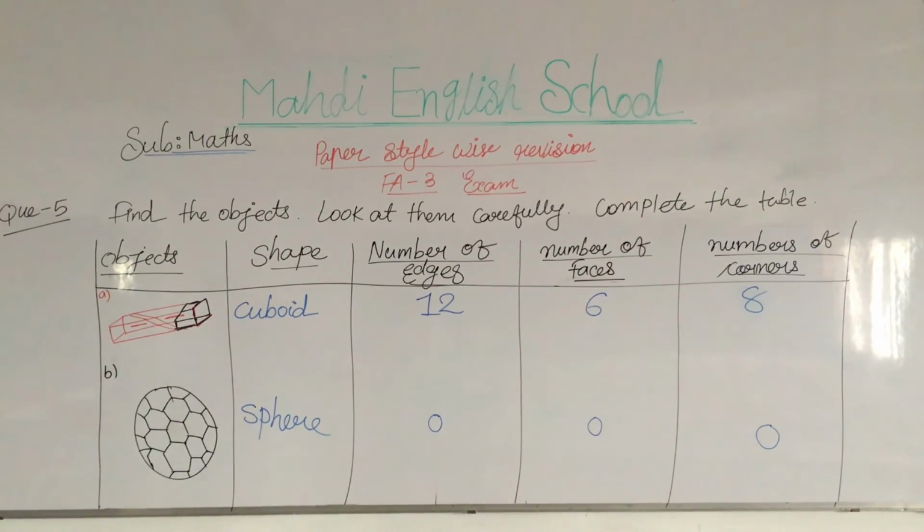Again and again I repeat, my dear students, the object is a pencil box, so the shape is cuboid. Number of edges is 12, number of faces is 6, and number of corners is 8. And then the object is the sphere. Number of edges is 0, number of faces is 0, and number of corners is 0. No corner, no face, no edges. What I am telling you, understood all of you?